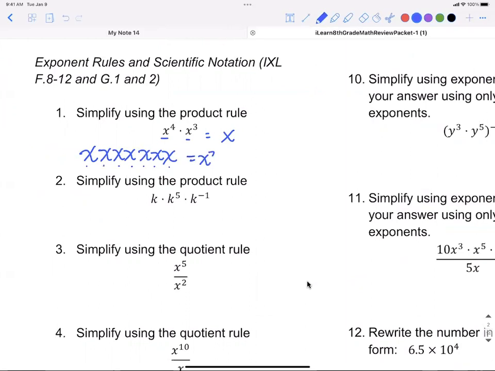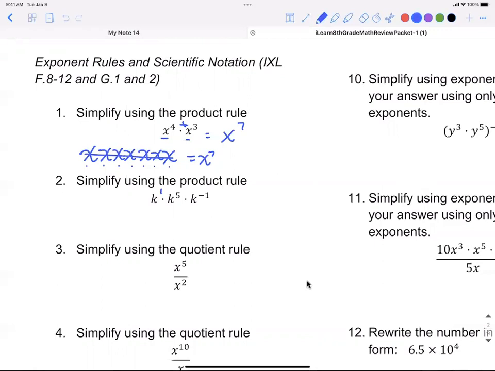The faster way to do it, so that you don't have to do this, is 4 plus 3 is 7. If you can remember the plus rule, great. If you don't, just break it out into all the x's and count how many you have. Either way, you're going to get the same answer. So using that plus rule here, we've got to remember that that first k does have an exponent.